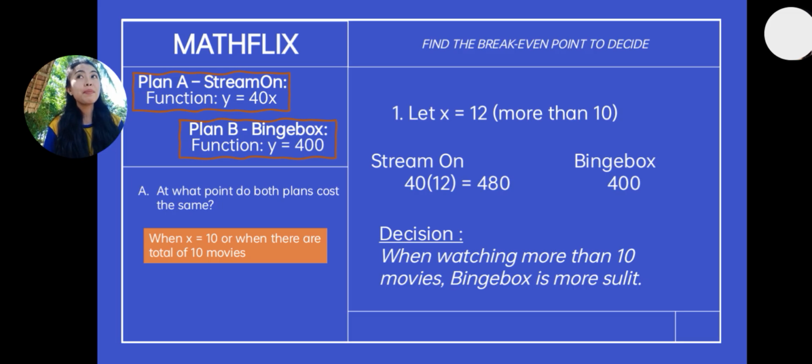So remember, your first step is to find the break-even point, the value of x, by setting the two equations equal to each other. After finding x, your break-even point, you just have to go over your two functions and plug in a value lesser than your break-even point and a value greater than your break-even point, and that's the time that you can now decide. Do you understand our class discussion? I'm glad to hear that.